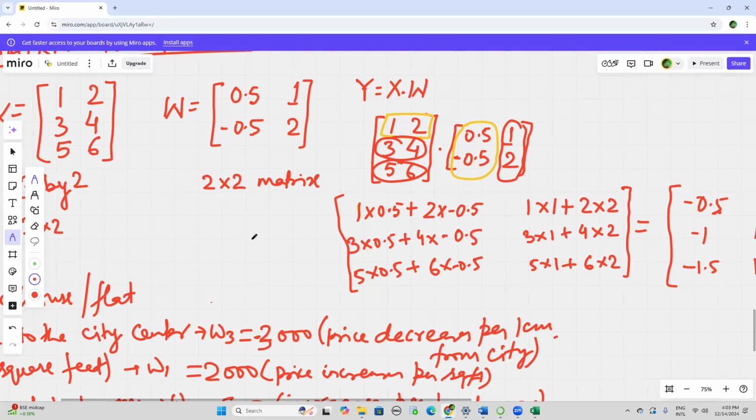So here I'm multiplying all these input values, 1, 2, 3, 4, 5, 6, with this particular weightage. So let's say this is one set of weightage. Then the question is, okay, then why are you multiplying with another weightage, Tanvir? If this is the weightage, 0.5 and minus 0.5, you multiplied with this, then why are you multiplying with 1 and 2, another weightage as well? Any idea?